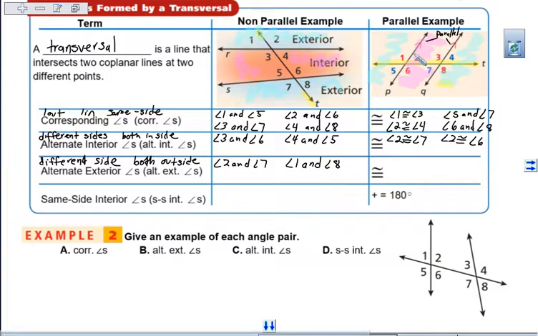In our parallel example, again, different sides of your transversal and both outside angles. We have angle 1 and angle 8, and when we have parallel lines, we know that those angles are congruent. Our other set would be angle 4 and angle 5, and again, they'd be congruent because we have parallel lines.